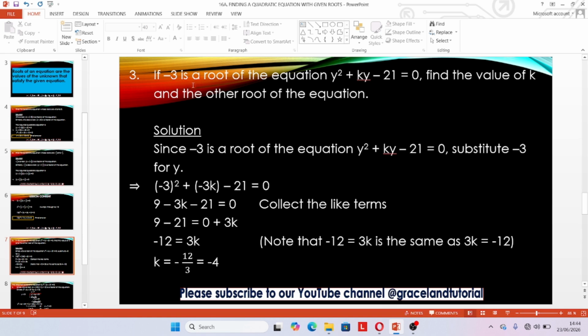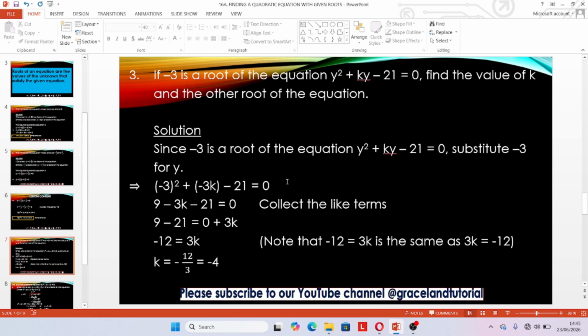We already know that this minus 3 is a root of the equation. All you just need to do is substitute minus 3 into the equation you are given, y squared plus ky minus 21 is equal to 0. Substitute there so that we can calculate the value of k. So I'm going to substitute minus 3 for y now.